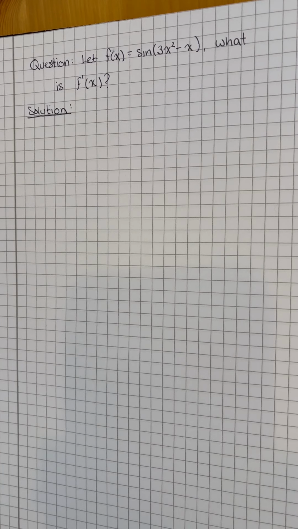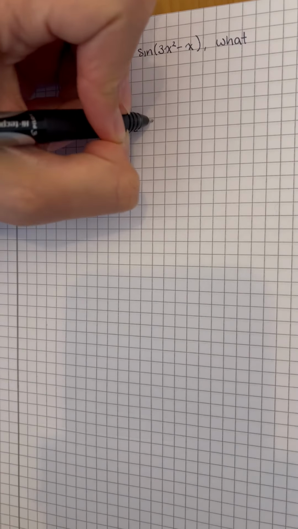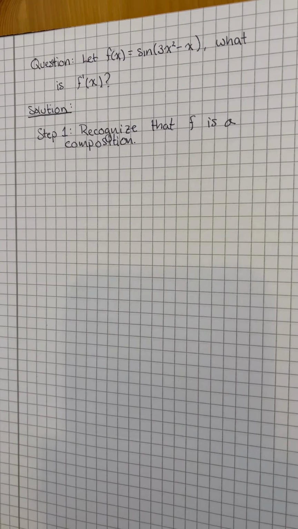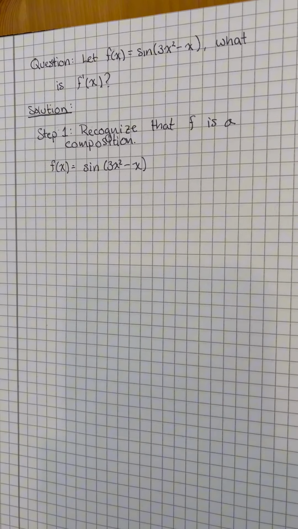Hi everyone, today we're going to be looking at how to take the derivative of f of x equals sine of 3x squared minus x. So the first thing to recognize is that this is a composition, meaning that we have some function, in this case 3x squared minus x, that we're feeding into another function, in this case sine x.